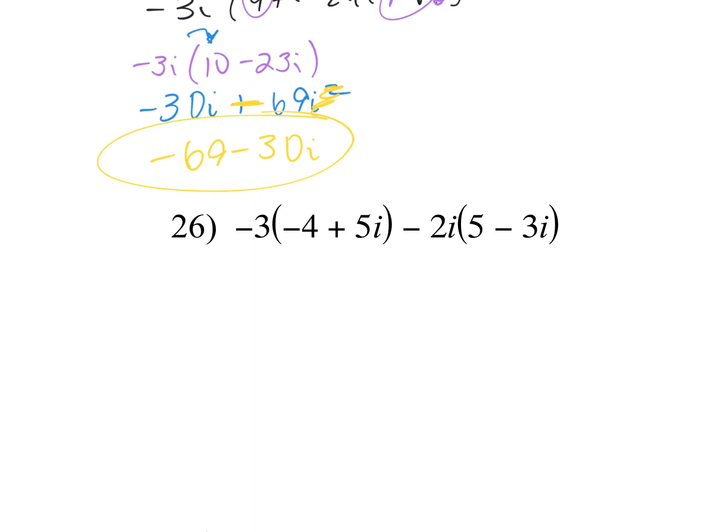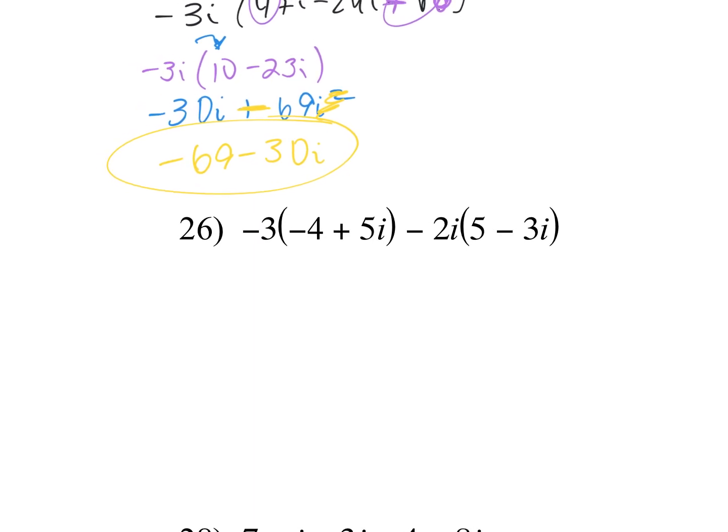All 26 is two distributing problems, and then you combine like terms. We're going to distribute negative 3 into this first parenthesis. So negative 3 times negative 4 is 12. Negative 3 times 5i is minus 15i. You guys agree? Okay, so now I have negative 2i times 5 gives me negative 10i. Negative 2i and a negative 3 gives me plus 6i squared.